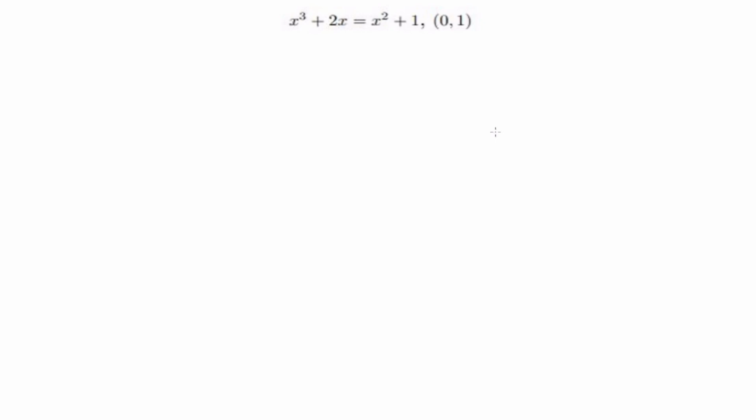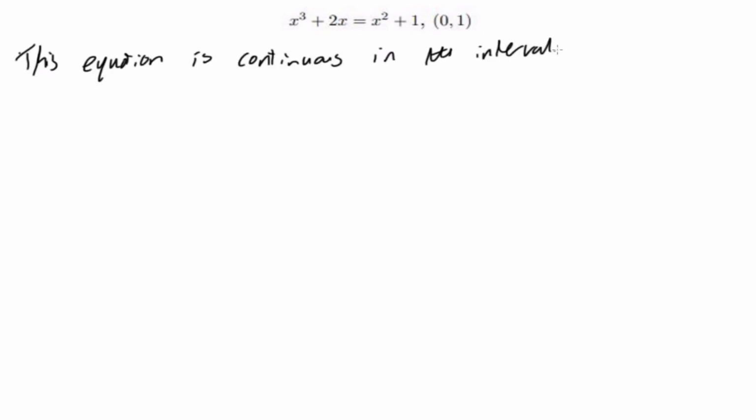So this is our third question. It is x cubed plus 2x equals x squared plus 1 in the interval 0 to 1. The first thing we're going to do is say our normal statement. And then the next thing we're going to do is move everything onto one side. So I'm going to move this across: x cubed minus x squared plus 2x minus 1 equals 0. And then we're going to bang in our limits.